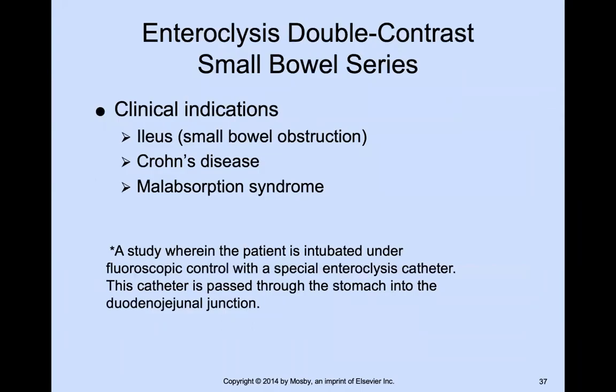So this is an enteroclysis. This is done where your patient is intubated with a special enteroclysis catheter. So this patient obviously can't drink the barium or contrast on their own. The patient is intubated under fluoroscopic control with the special enteroclysis catheter, and the catheter is passed through the stomach into the duodenal junction, and that is where we are going to inject the contrast media.